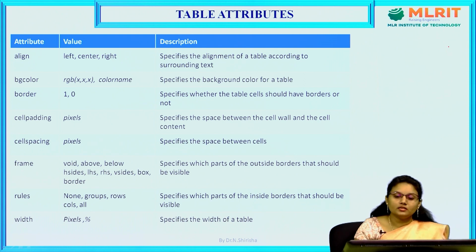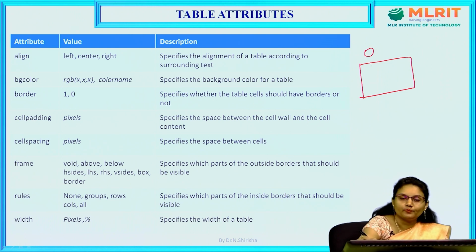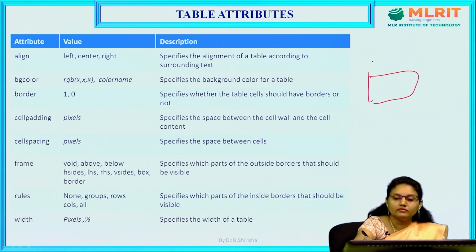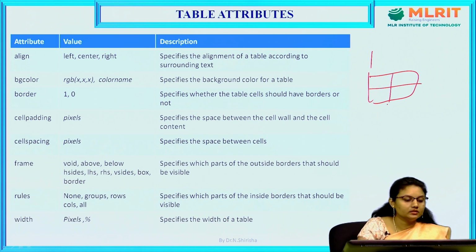So border is nothing but whenever you have a table, this line, how thick you want it, or if you don't want to give any border, then we just give it 0. Then you will not get a border. Rather than getting these borders, you will just get the text in the tabular format, but the border will be invisible. Whenever you want to have that border, then we will be assigning 1. So you will get all these borders like this.